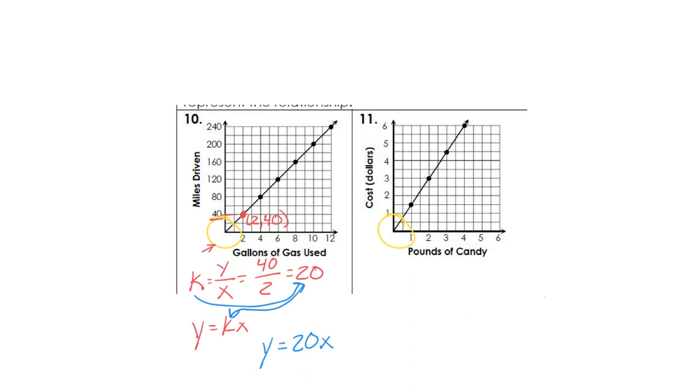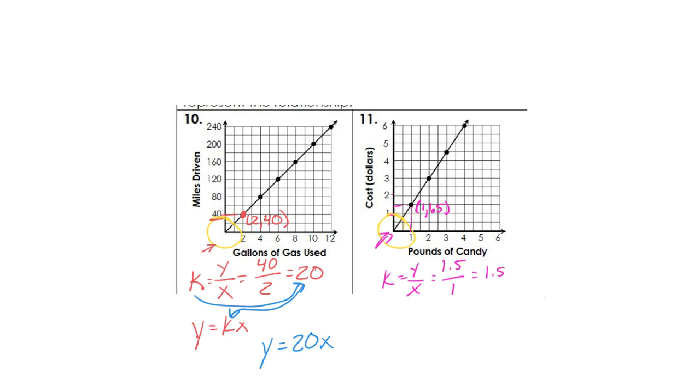Same for number 11. So right here, I saw that it went through the origin, so it is proportional. I'm going to go ahead and plot this point, or just write the coordinates. So 1, comma, halfway between 1 and 2 is probably going to be 1.5. So k equals y over x. Y is 1.5, x is 1. That'll simplify to just 1.5.